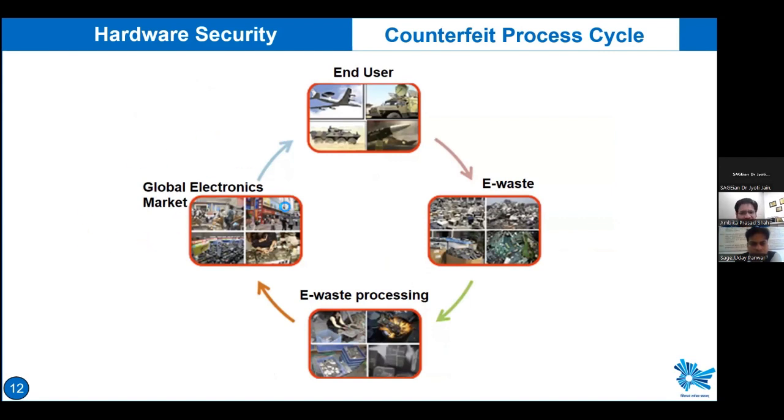Suppose I am the end user, and after some time some component has broken and I am not using that system, so I throw it in the e-waste. Some company may process that e-waste, pick some correct ICs which are working, and again add them into the global supply chain. Then it can come to us again as a fresh device, which is not the correct one. So this must be tested well beforehand.